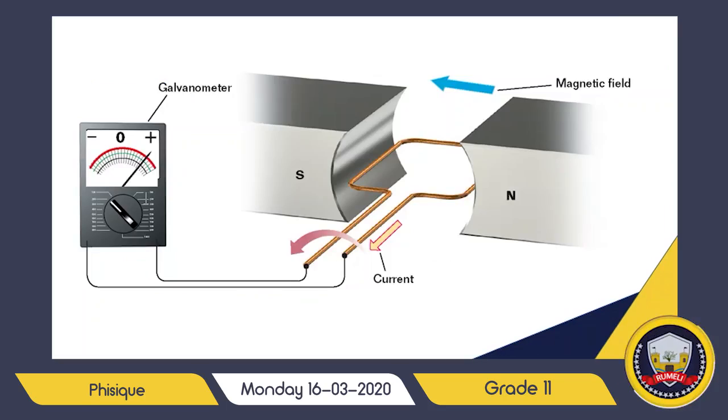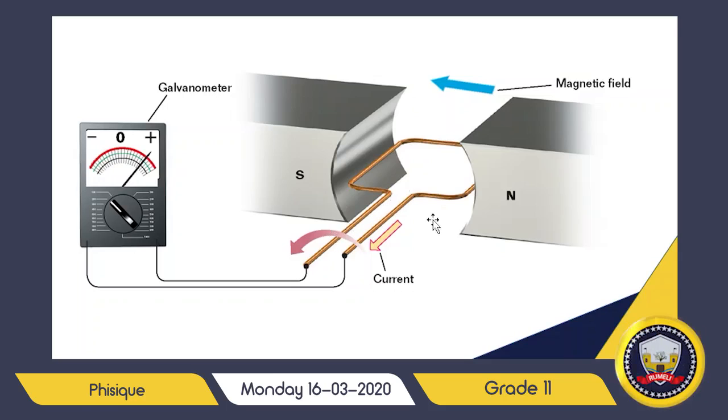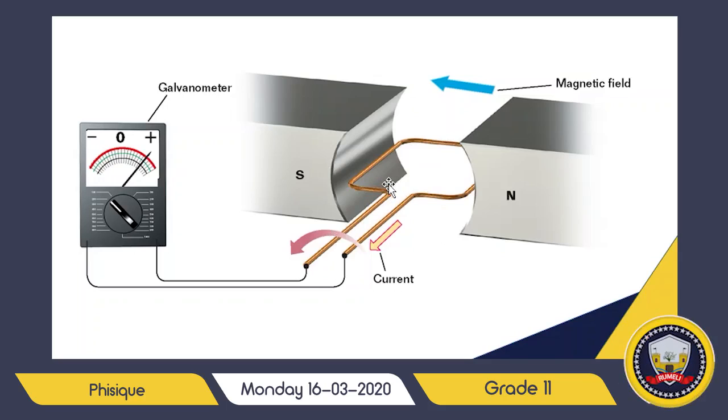So for example, now we have a generator. We have magnet poles here, north and south. In this area, we have a magnetic field area. Since we have a loop, a solenoid, we have a circuit here. When the circuit starts to rotate, that means we have a change in the magnetic flux. The change in the magnetic flux will produce an induced current.